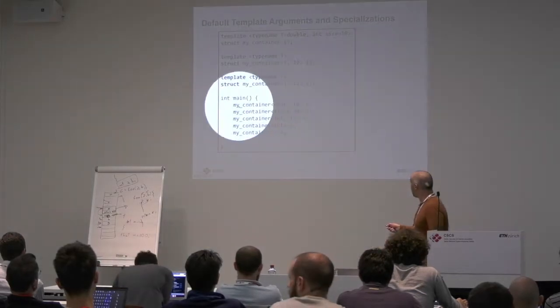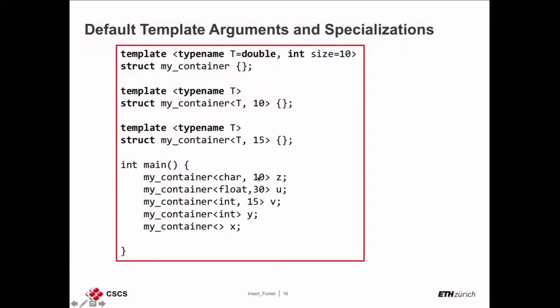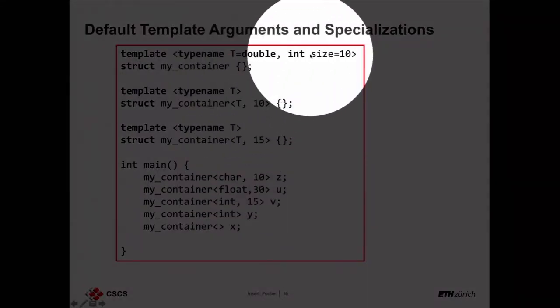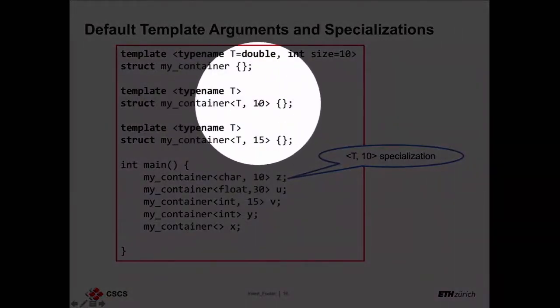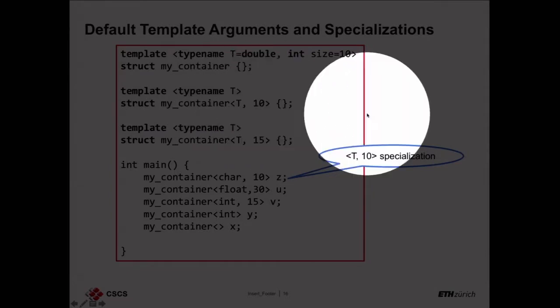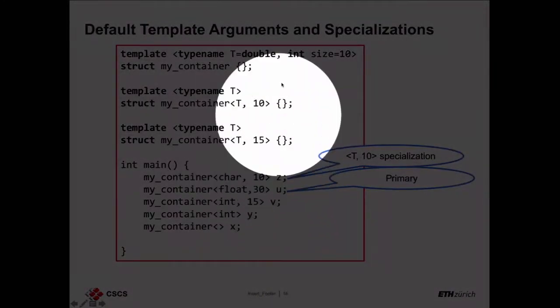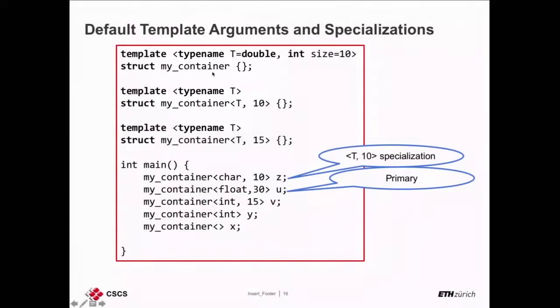If I say my container char of 10, what happens? Well, the rule is that you always go to the primary template. So the primary template says the first argument is char and the second one is 10. But then you go on and say, well, if the second is 10, I have a specialization. So you go to the specialization. For this one, you say float and 30. You basically ignore these default guys and you just go to the primary template. And here you go to the T15.